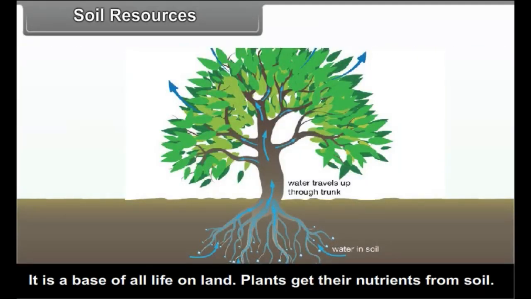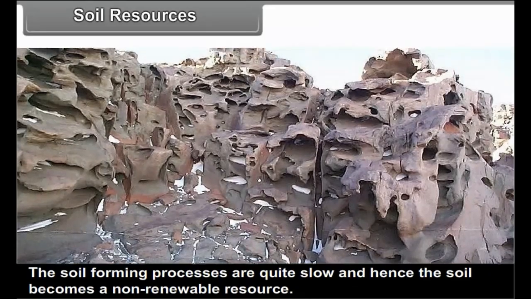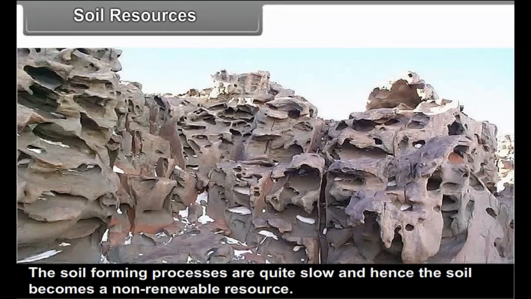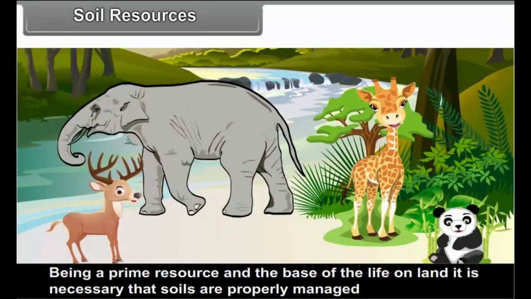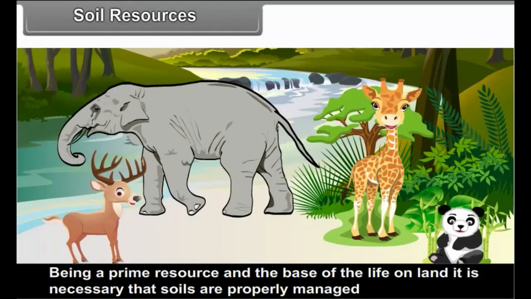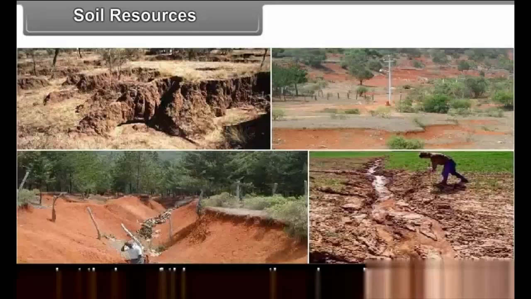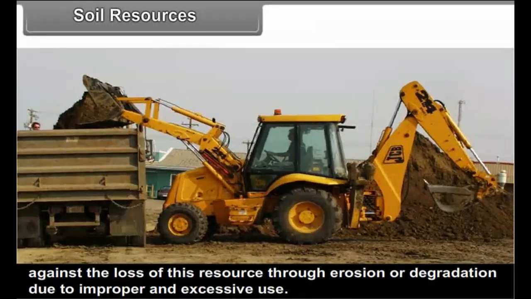Plants get their nutrients from soil. Soil is an essential resource for the entire vegetal world on the land. The soil forming processes are quite slow and hence soil becomes a non-renewable resource. It is not a material that can be produced artificially in laboratories. Being a prime resource and the base of life on land, it is necessary that soils are properly managed against the loss of this resource through erosion or degradation due to improper and excessive use.